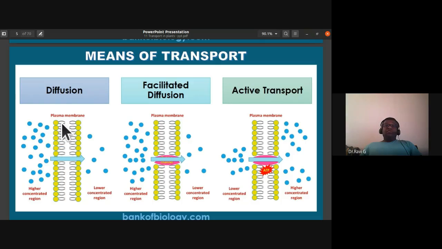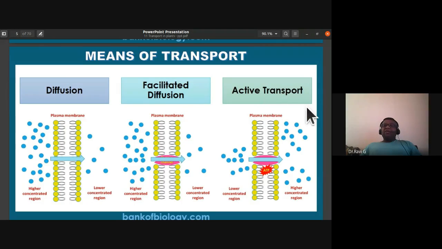And in both diffusion and facilitated diffusion, there is no expenditure of energy. So they are passive types of transport. So there is no expenditure of ATP. So diffusion and facilitated diffusion are passive transport systems.